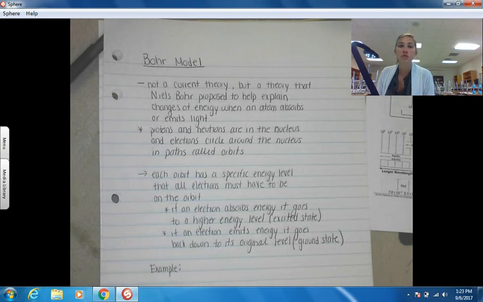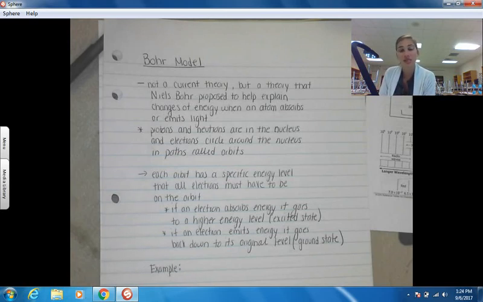So the Bohr model was created by a scientist called Niels Bohr, and he wasn't the first theory, he was somewhere in the middle. And the reason why he created a new theory was because he wanted to be able to explain how an atom changes, or how electrons change, when it absorbs or emits light. And so there's an energy change, and none of the previous theories were able to state this.